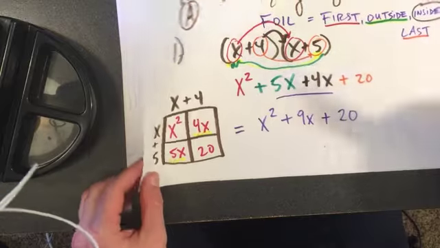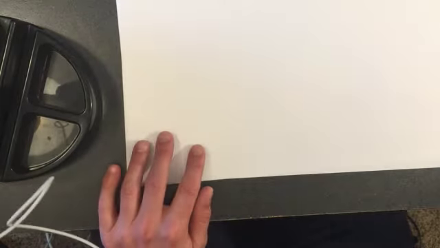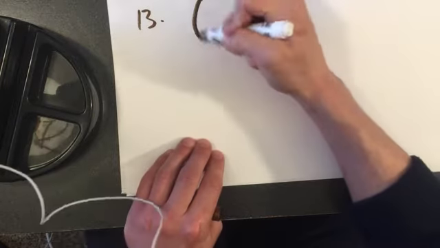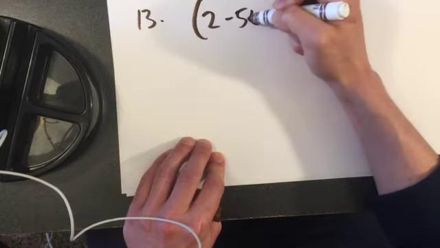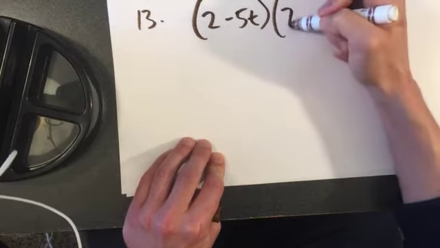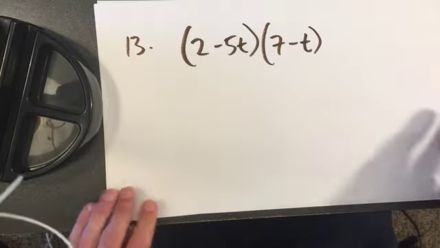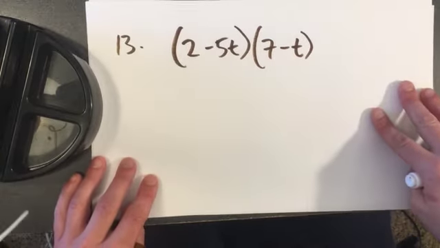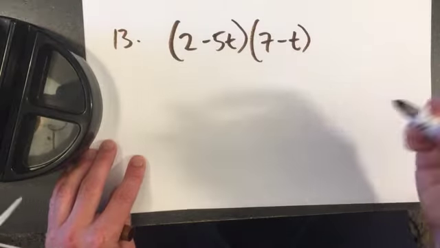Let's try one that's a little different. We're going to go to problem 13 now on worksheet 7.2a. So let's look at number 13. Don't worry if you're just following along on YouTube. I will write the problem out. So it's 2 minus 5t. And we're going to multiply that by 7 minus t. Okay, make sure I get that in the screen there. There we go. See that? Perfect. All right. So we just simply multiply these together.